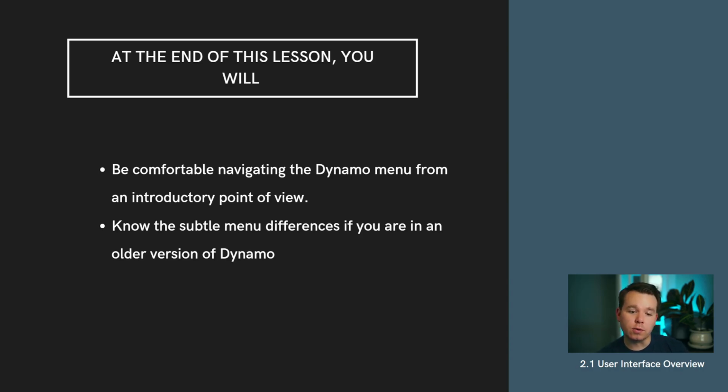You're also going to know the subtle menu differences if you're in an older version of Dynamo. So our course is in Revit 23, which is Dynamo 2.13. Older versions of Revit have different versions of Dynamo. So we're going to open a slightly older version for you to be able to see those subtle differences.